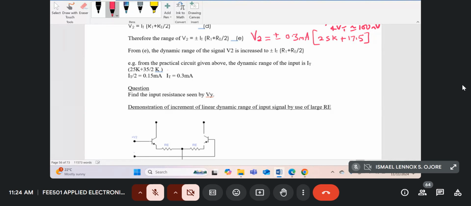So if you add 17.5 plus 25, you get 42.5. No, it's not 45, sorry. 17.5 plus 25, it's 42.5. So 42.5 times 0.3 is 12.75.